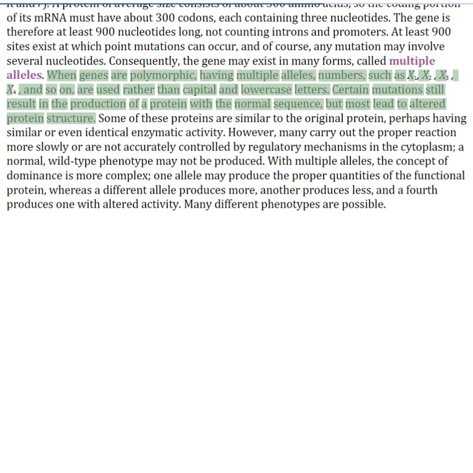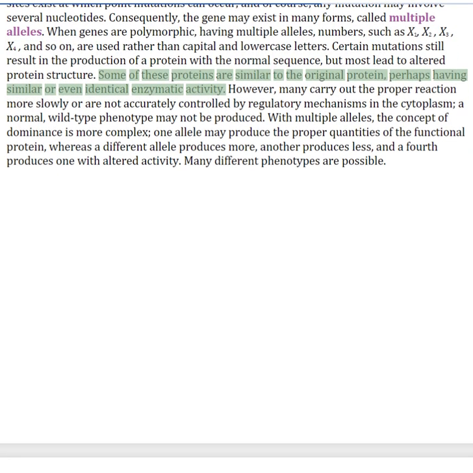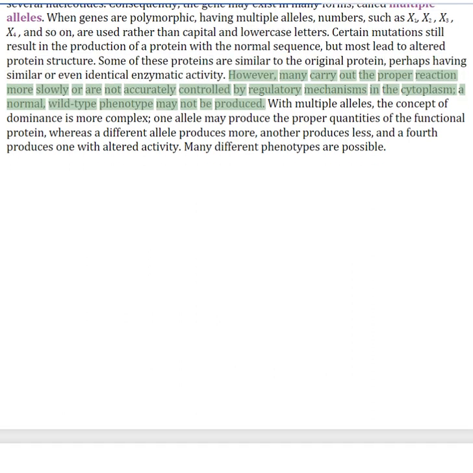When genes are polymorphic, having multiple alleles, numbers, such as X1, X2, X3, X4, and so on, are used rather than capital and lowercase letters. Certain mutations still result in the production of a protein with the normal sequence, but most lead to altered protein structure. Some of these proteins are similar to the original protein, perhaps having similar or even identical enzymatic activity. However, many carry out the proper reaction more slowly or are not accurately controlled by regulatory mechanisms in the cytoplasm. A normal, wild-type phenotype may not be produced.